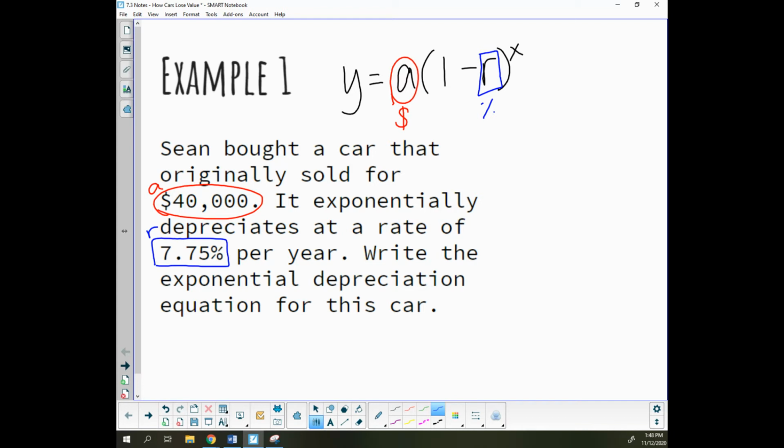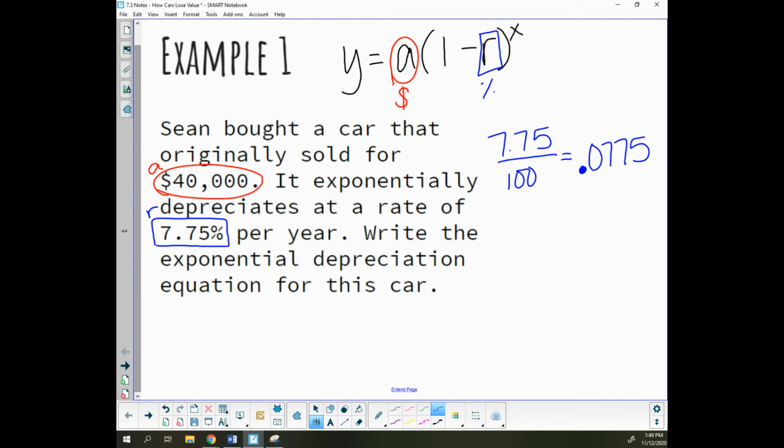The only thing that I need to do before I plug into the equation is to make sure you go over to Desmos, or that you divide this out by hand, and you're going to convert 7.75% to the decimal 0.0775. That's not any different than anything we've been doing, so nothing crazy there.